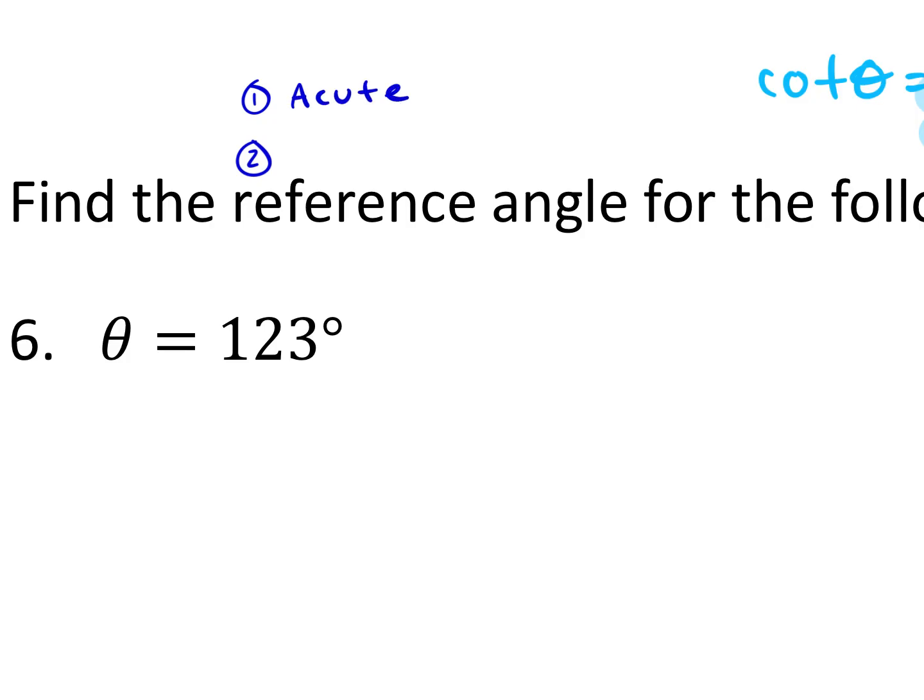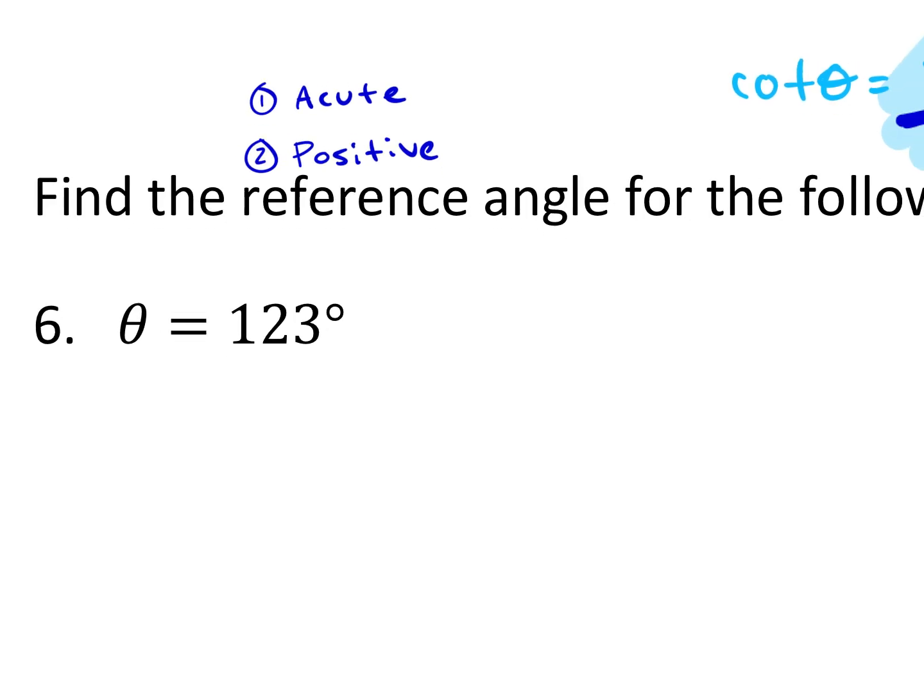Acute and positive. So our reference angles always have to be acute and positive. If they're not acute and if they're not positive, you did something wrong. And then depending on what quadrant we're in, we use a different formula.